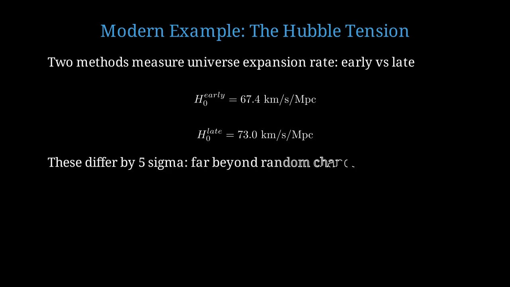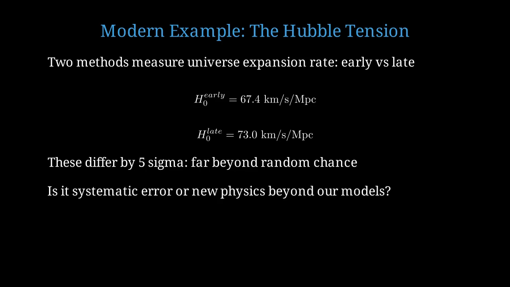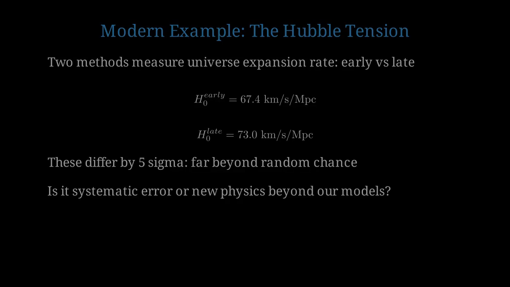These measurements differ by 5 sigma, meaning the probability this is due to random chance is less than 1 in a million. The question is: is this a systematic error in one or both methods, or is it telling us something profound about new physics beyond our current models? This is an active area of research.